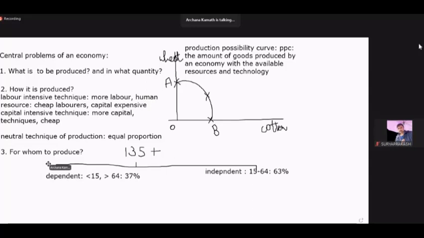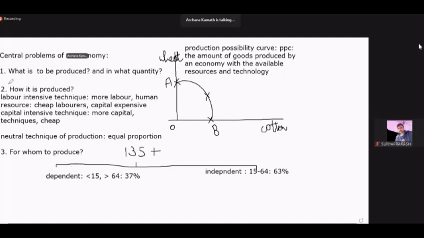So it's very important for an economy to find out which is the targeted group. Classification is done basically on the basis of the age composition. So the majority will be used for fulfilling the needs of the independent group. Definitely you have to take into consideration the needs of the dependent group as well, but it's not like giving more importance to the needs of the dependent category.